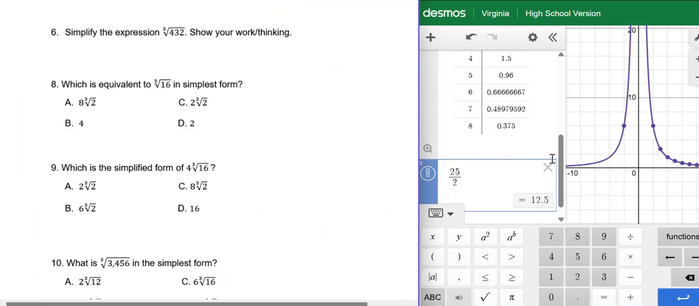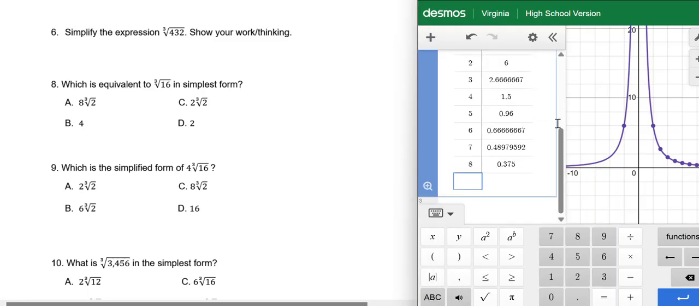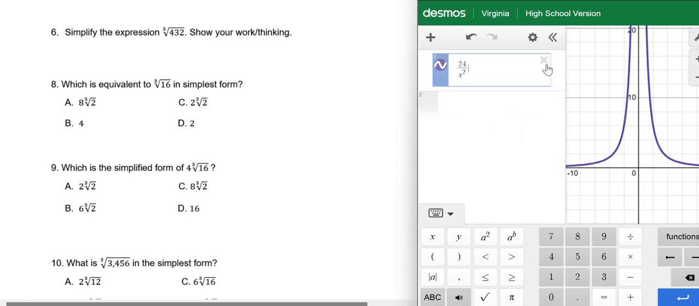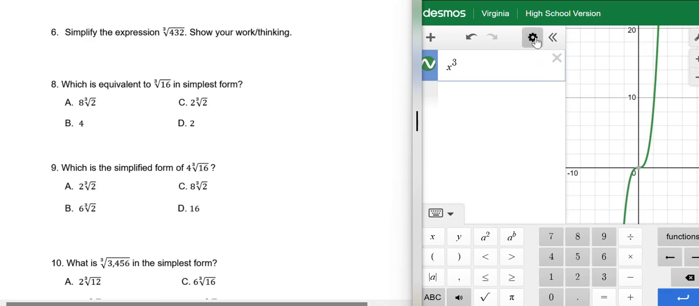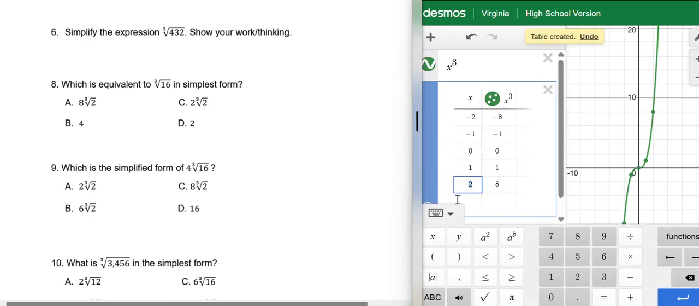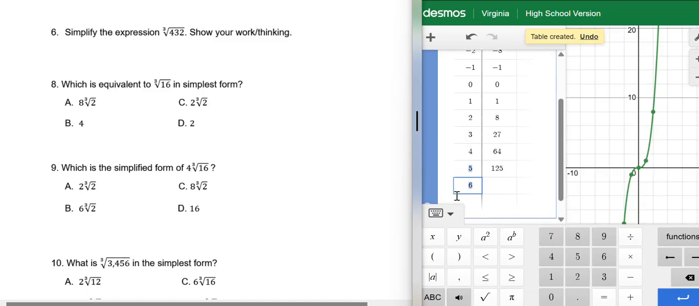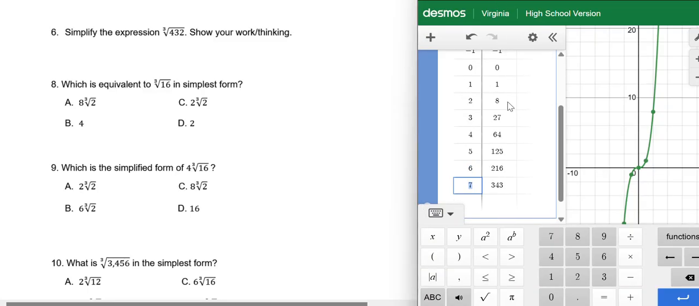All right, now we have here cube roots. So we are looking for perfect cubes in here. Well, what are some perfect cubes? Let me see. X to the power of 3. Let me turn it into a table. And then here are my cubes. 1 is a perfect cube. Cube root of 1 is 1. 8 is a perfect cube. Cube root of 8 is 2. 27. Cube root of 27 is 3. And so this column right here are my perfect cubes.